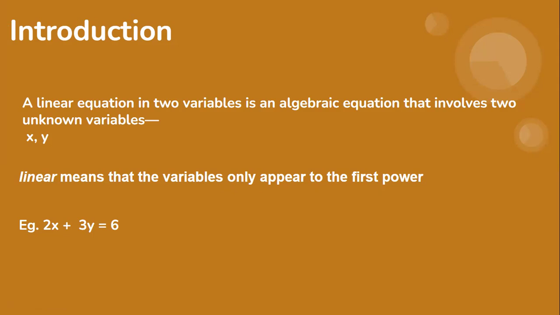So for example, 2x plus 3y is equal to 6. So this is a linear equation because the x and y, their powers are not greater than 1.